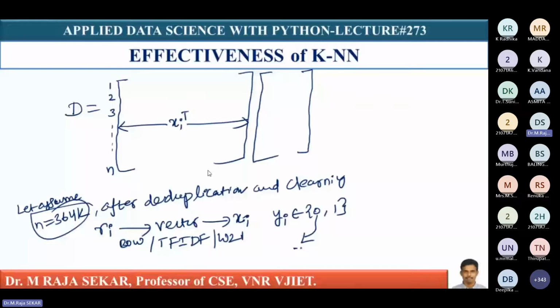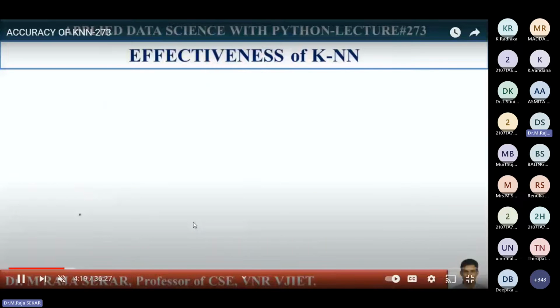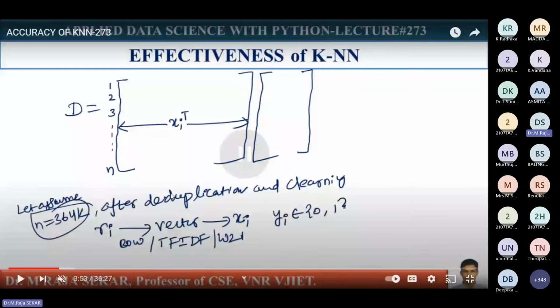As I told you, maybe it's a repetition, but it's a nice thing to recall. Therefore, I'm repeating. What is Ri? Ri means the ith review. R1 means first review, R2 means second review. Ri can be converted into a vector. Why are we converting it into a vector? I cannot feed reviews to the k-nearest neighbor algorithm. It cannot be a data point, isn't it?